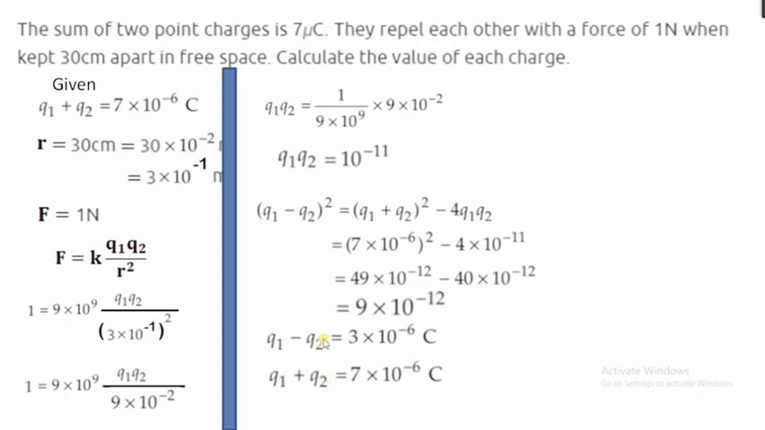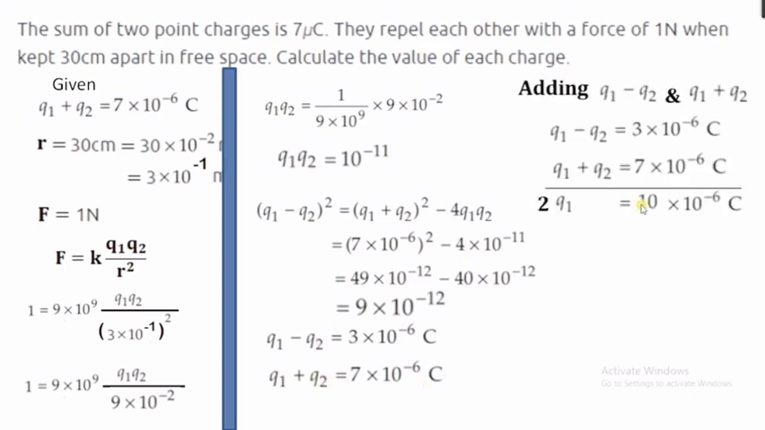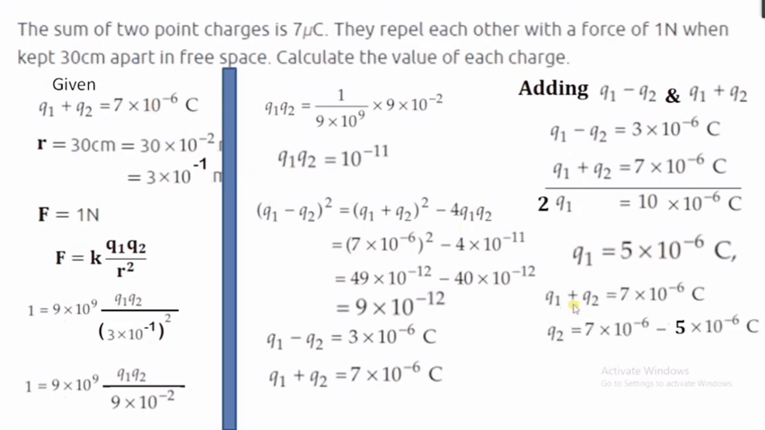Now I'll solve these equations. I'll add these two equations. So I'll get 2q1 is equal to 10 into 10 to the power minus 6. So your q1 will be 5 into 10 to the power minus 6. Now you can use this equation again, put the value of q1. So if you put the value of q1, your q2 will be 2 into 10 to the power minus 6 coulomb.